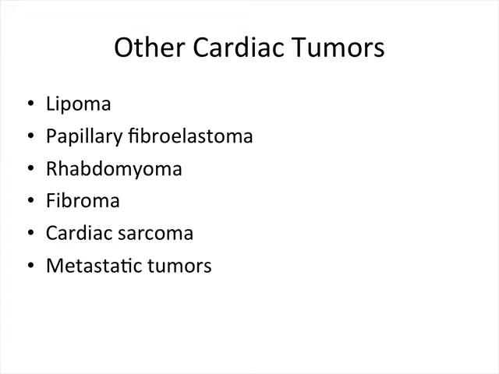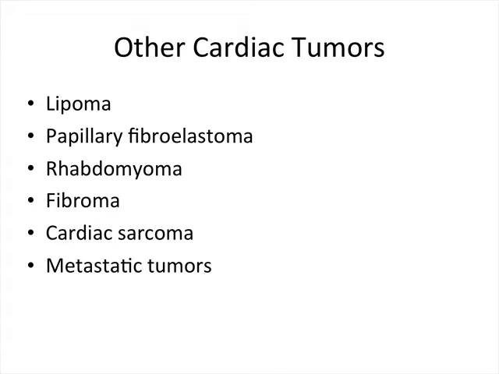Papillary fibroelastomas are usually small tumors that originate from valve leaflets and are mobile. They are small with multiple projections and can be a source of embolism, especially as the fibroelastoma becomes larger. Fibroelastomas can be confused with valvular vegetations associated with endocarditis.